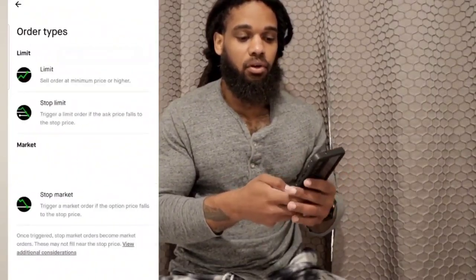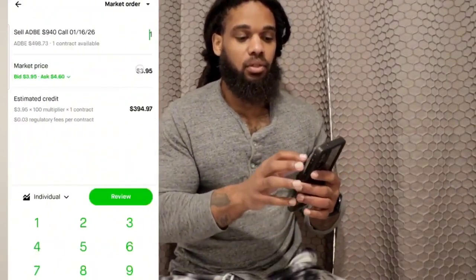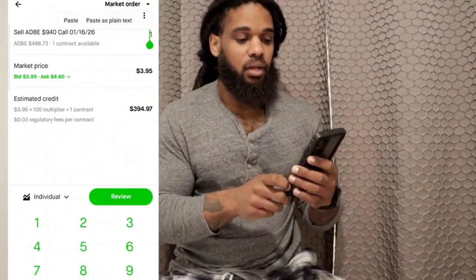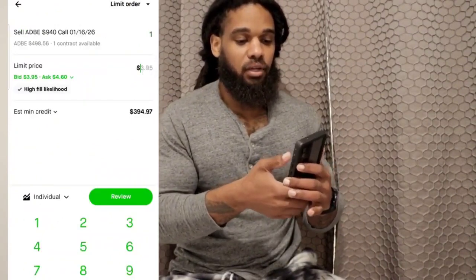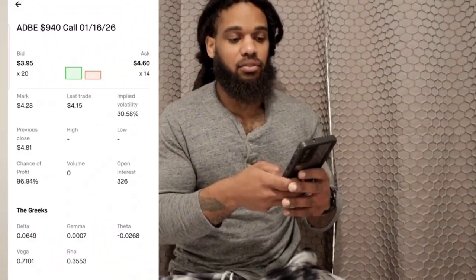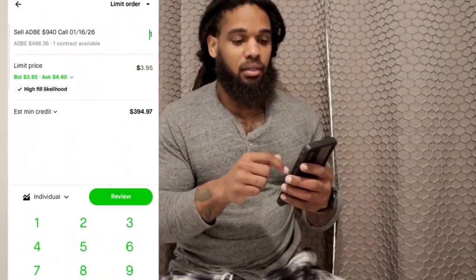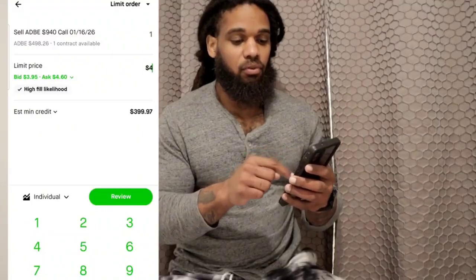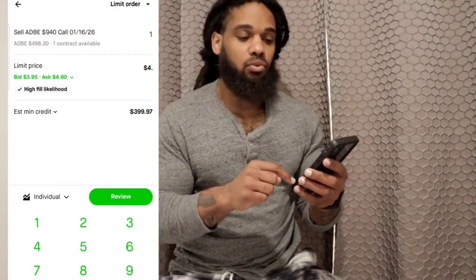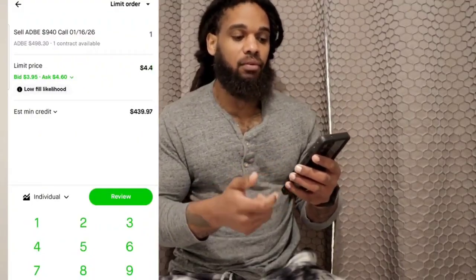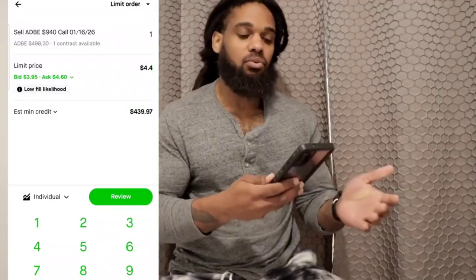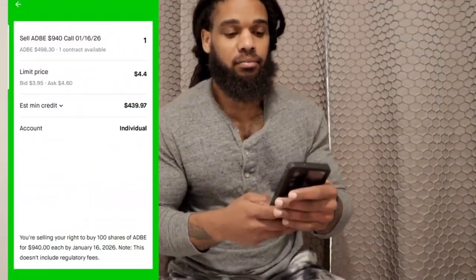If you're doing a limit order, you could put the price that you want to sell it at. You put it at 440, because you want a higher chance of getting filled. Once you put 440, you press review and swipe up, and if somebody decides to get that price, then you automatically get filled.